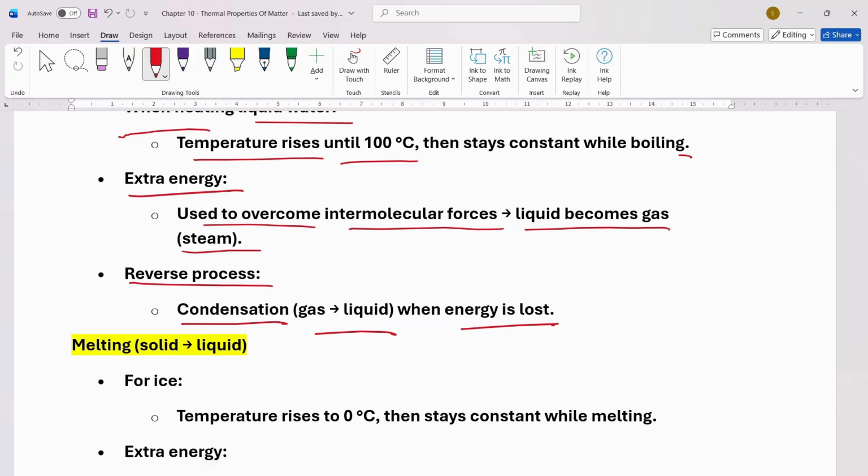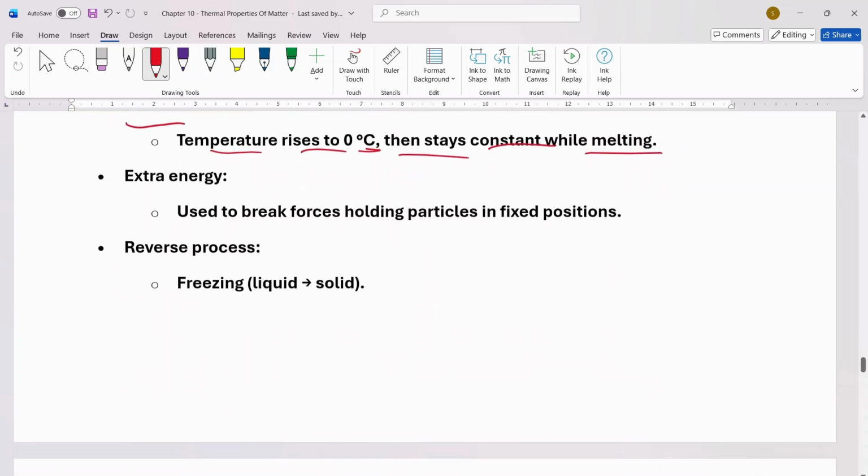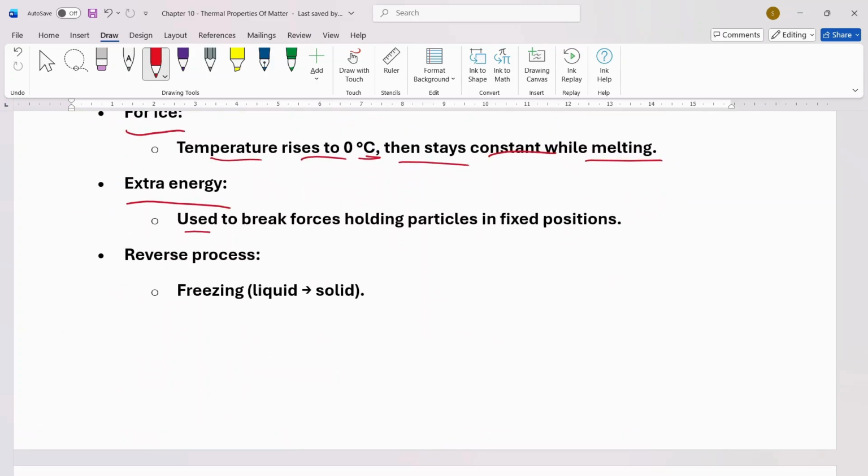Now let's talk about melting, which is from solid state to liquid state. For ice, temperature rises to 0 degrees centigrade, then stays constant while melting. Extra energy is used to break the forces holding particles in fixed positions. Reverse process, freezing, which is liquid to solid again.